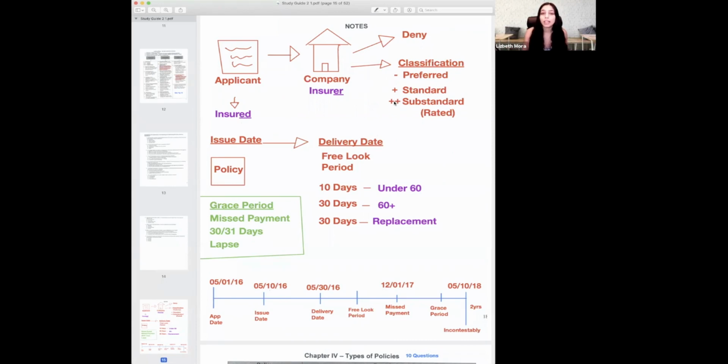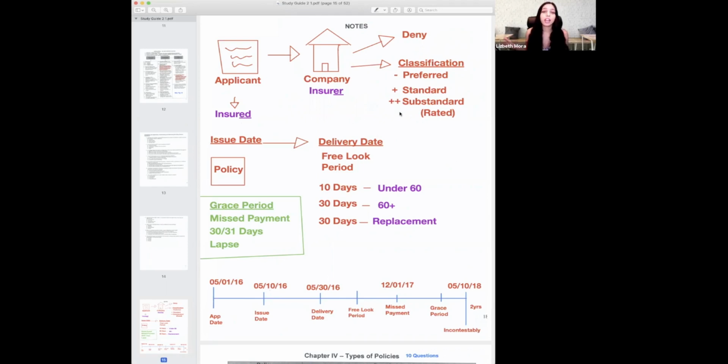Now, substandard or rated is another way to say it. This is a person that's higher risk, but not so high a risk that the company says no, we can't cover you. They do cover them, but they are going to charge them more. Like if someone has diabetes, but it's controlled diabetes. So the company covers them, but they still have something on their record, so therefore they're going to have to charge them more.